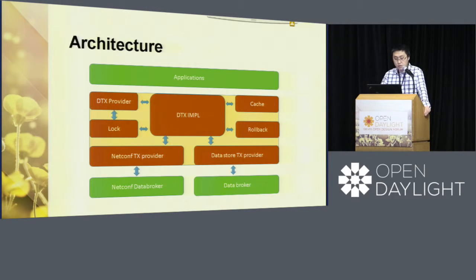At the southbound, there are 2 TX providers. One is called the netconf TX provider, and the other is the data store TX provider. These 2 transaction providers are actually an abstraction layer for different data brokers. Because we want to support multiple data brokers in the future, we have to provide an abstraction layer to abstract the behaviors of different data brokers. Currently we support 2 transaction providers: the netconf provider and the data store provider.